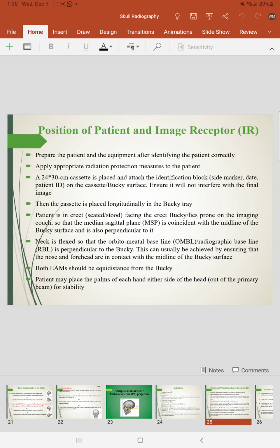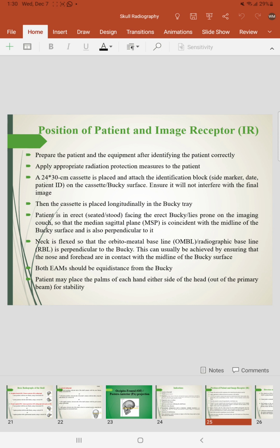Then, position of patient and image receptor. Prepare the patient and the equipment after identifying the patient correctly. Apply appropriate radiation protection measures to the patient. Then a 24 by 30 cassette is placed and attach the identification block. It means site marker, date, patient ID on the cassette or bucky surface. Ensure it will not interfere with the final image. Then the cassette is placed longitudinally in the bucky tray.